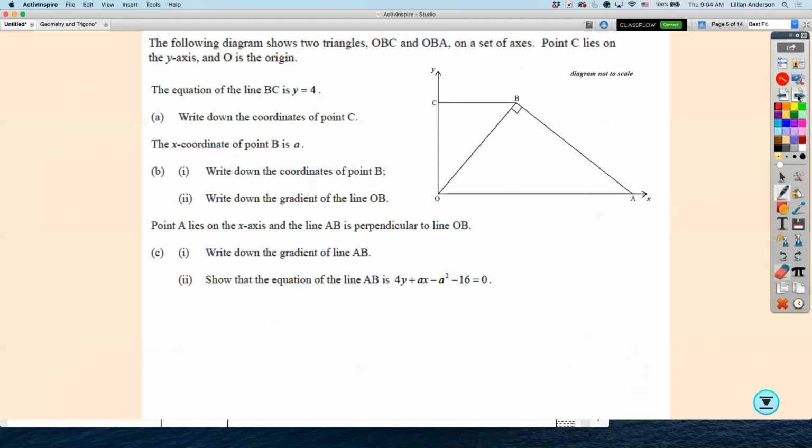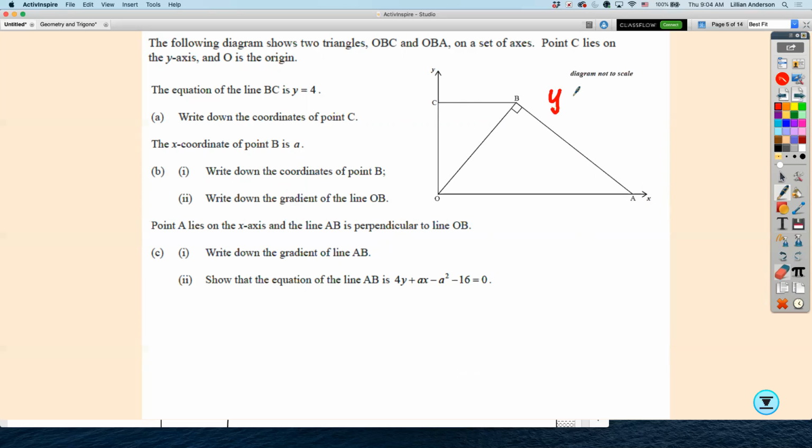All right. Take a look at this one. This one was a little longer. It actually had a D, E, and an F, so it was a paper 2 type question. But the D, E, and F incorporated some other things that didn't involve lines, so I wanted to keep these questions just to lines, okay? The following diagram shows two triangles, OBC and OBA on the set of axes. C lies on the y-axis and O is on the origin, okay? The equation of the line BC is y equals 4.